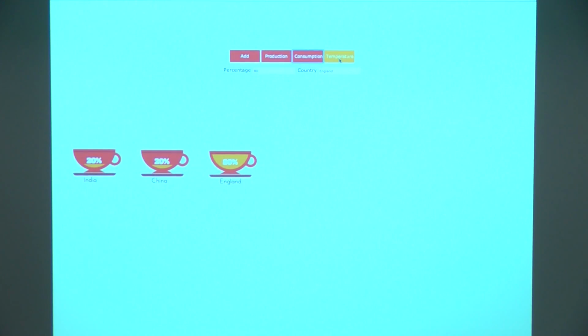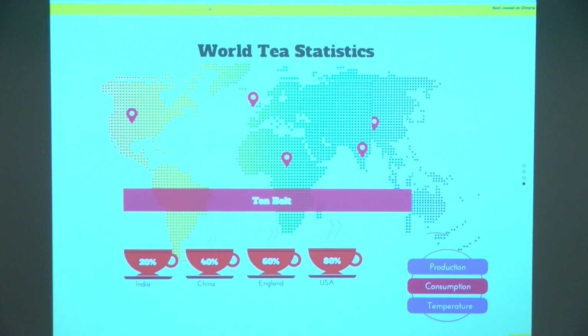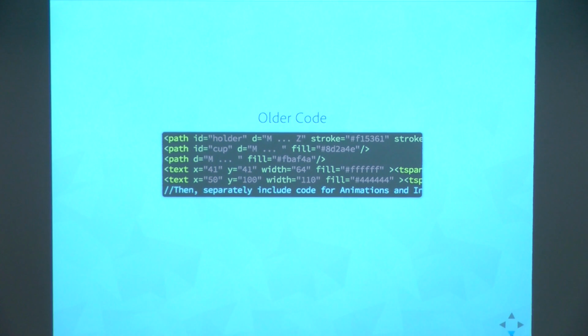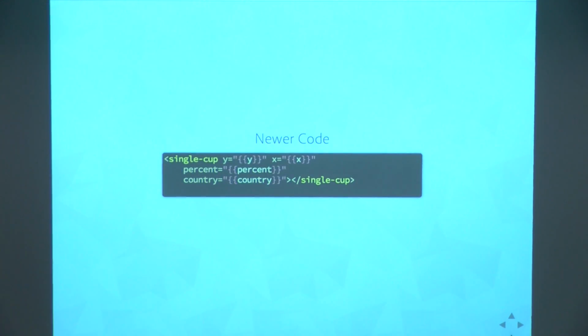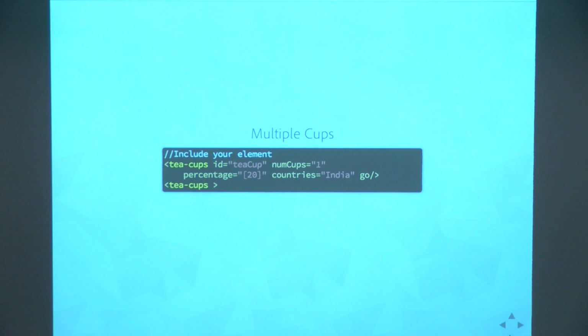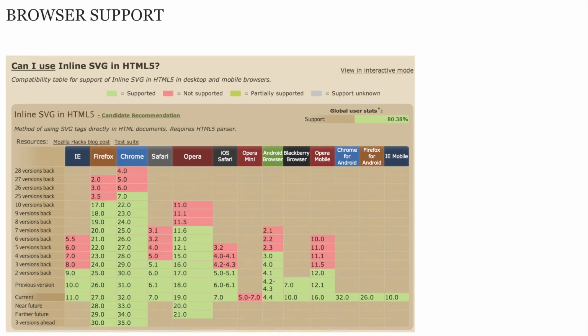So for consumption, temperature, it works for all that. So in web components earlier, when you did it, you had to define each ID, each path, each element separately, and do it multiple times, as well as add the interaction for each of them. Now the newer code, you just call it out once, change the variables, and it's kind of done. The same thing even for multiple cups. You just call out the number of cups you want to add.